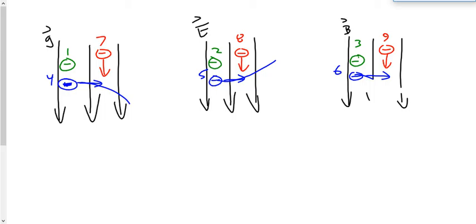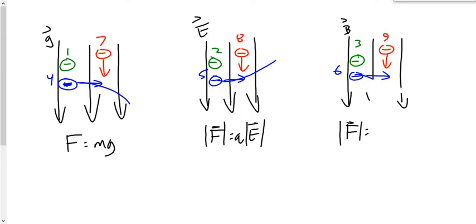If there is a force on this one, the force would be m times g. If there is a force on this one, the force would be q times the value of the electric field. And if there is a force on this one, the force would be qvB. But because that's going in a circle, we could also set that equal to mv squared over r. There we go.